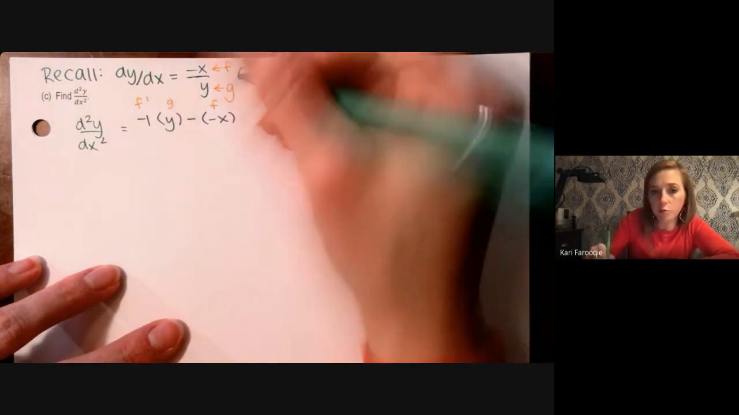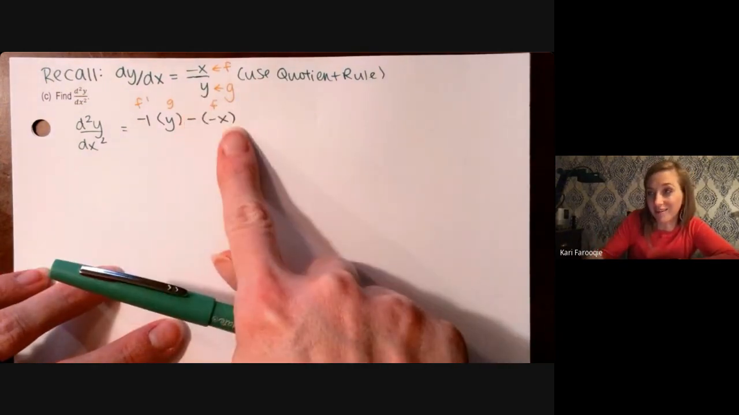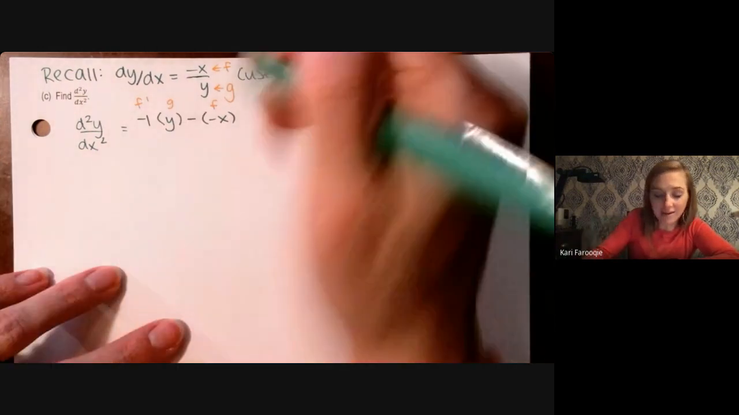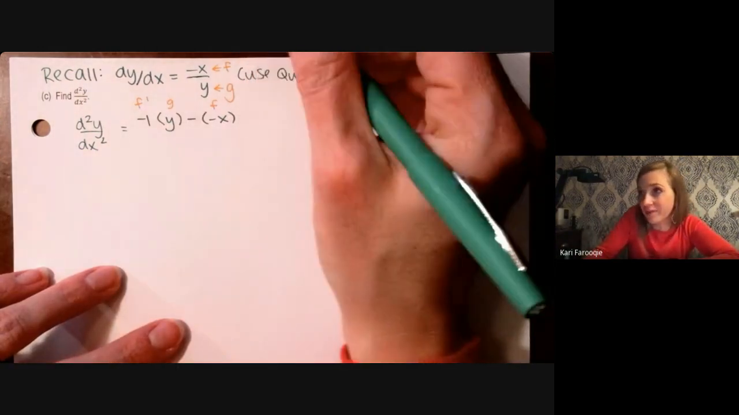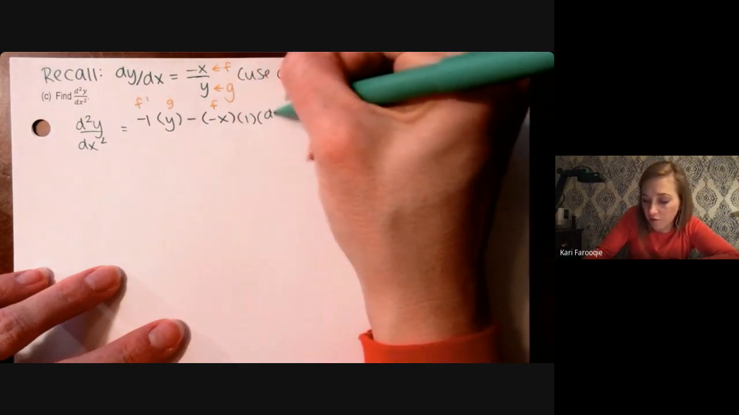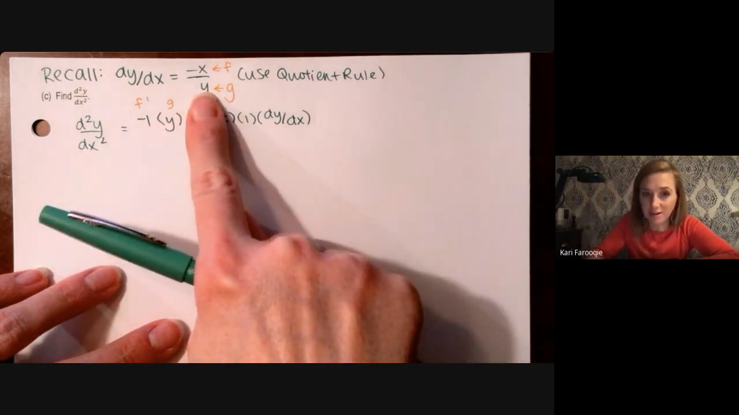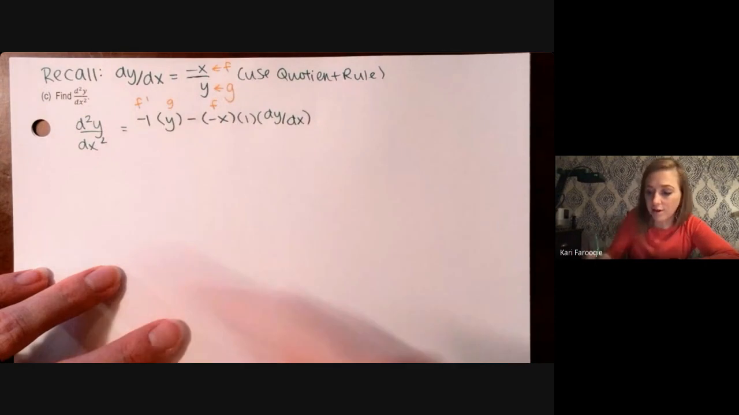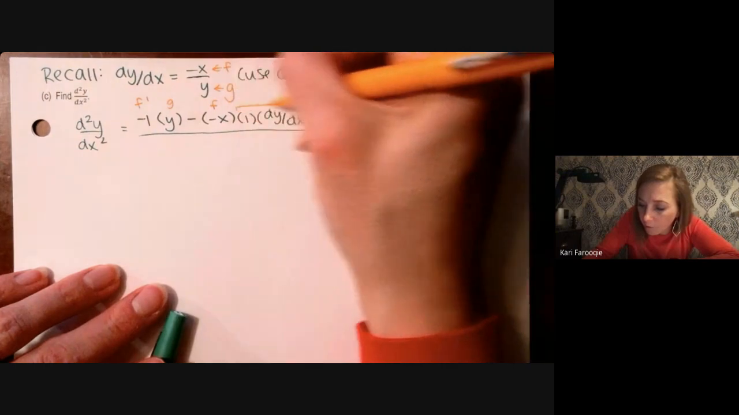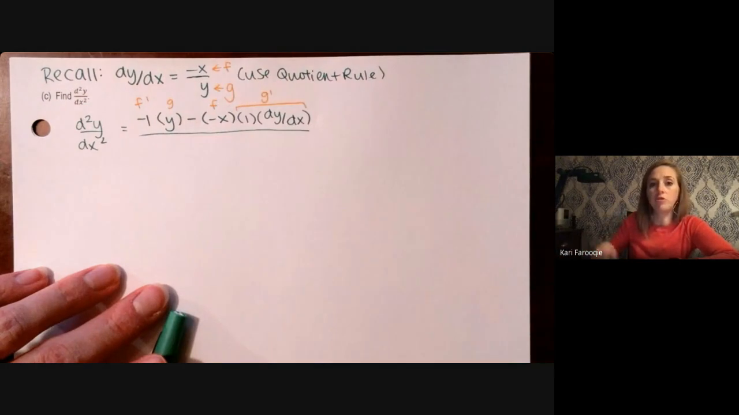So g prime is where your implicit differentiation comes in. The derivative of y with respect to x is just 1 dy/dx. Now, you don't have to write the 1, but it is up to you. The derivative of y is 1, and then because you're taking a derivative of a y variable with respect to x, you're going to chain on the dy/dx. Or you can just say the derivative of y with respect to x is dy/dx. Leave it at that. Don't have to get too crazy about it. Okay, so this will be your f prime g minus f g prime, and then we'll divide by g squared.